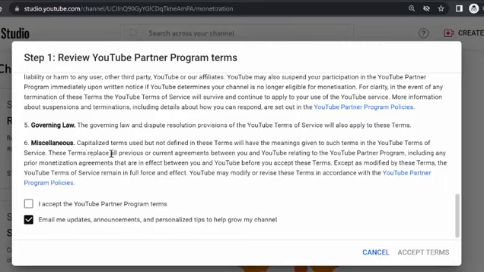Miscellaneous. Capitalized terms used but not defined in these terms will have the meaning given to such terms in the YouTube Terms of Service. These terms replace all previous or current agreements between you and YouTube relating to the YouTube Partner Program, including any prior monetization agreements that are in effect between you and YouTube before you accept these terms. Except as modified by these terms, the YouTube Terms of Service remain in full force and effect. YouTube may modify or revise these terms in accordance with the YouTube Partner Program policies.